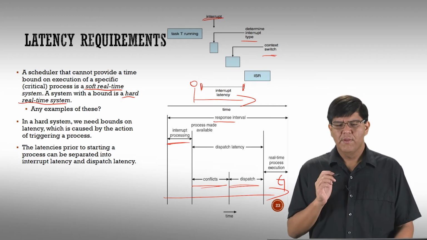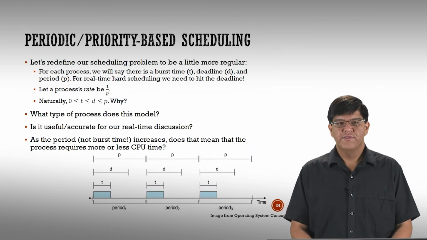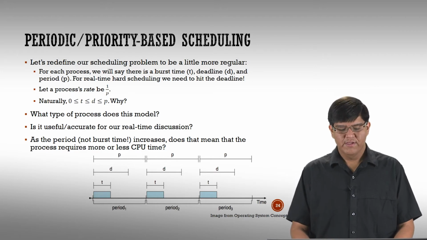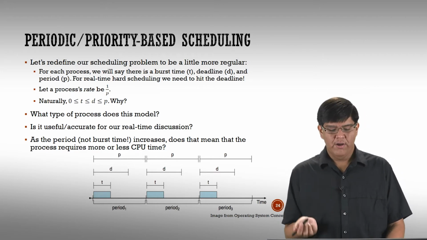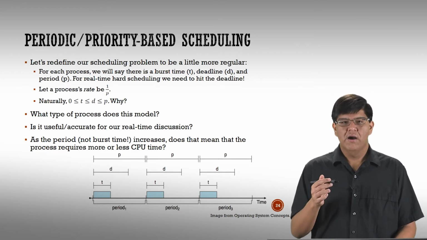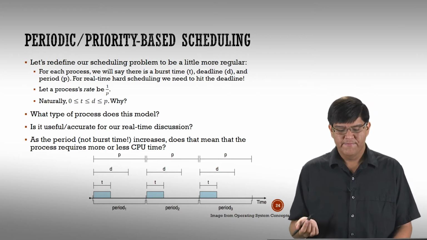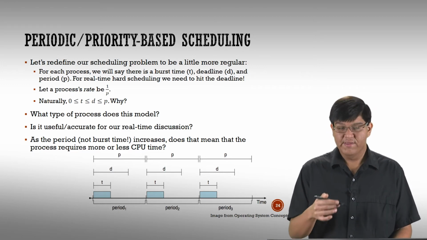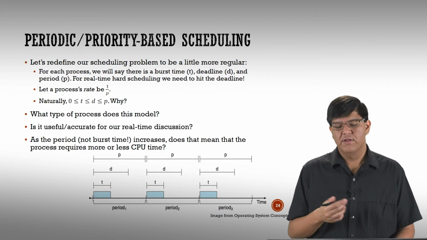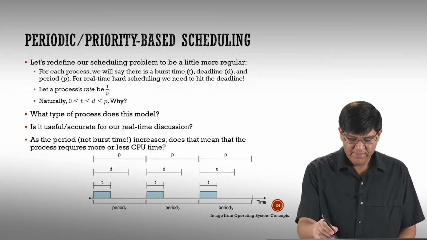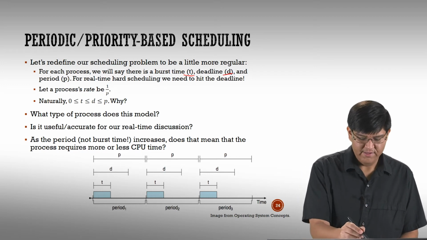On the next slide, we're going to talk a little bit more about the model of how we represent a system like this. So in this case, we're going to introduce the idea of a periodic scheduler. I put periodic priority because somehow periods specify priority. This is going to be a model we're going to use to investigate our hard real-time systems. So we're going to define a few things here. First of all, every process has 3 pieces. It has a burst time called T, a deadline called D, and a period called P. These are the three things that make up each of our processes.